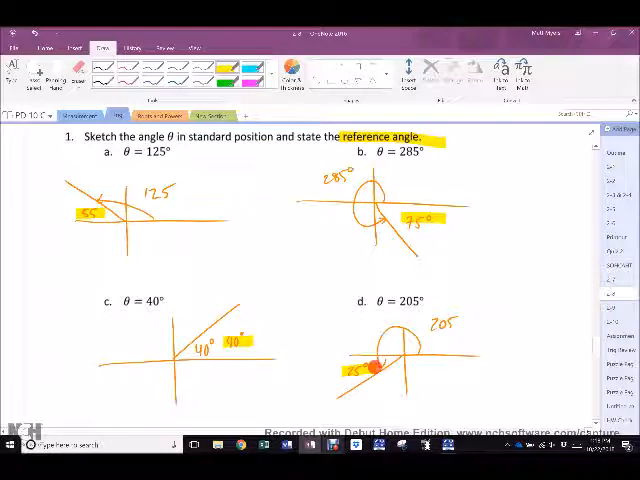The reference angles are, of course, highlighted in yellow. Questions? Once, twice, thrice.